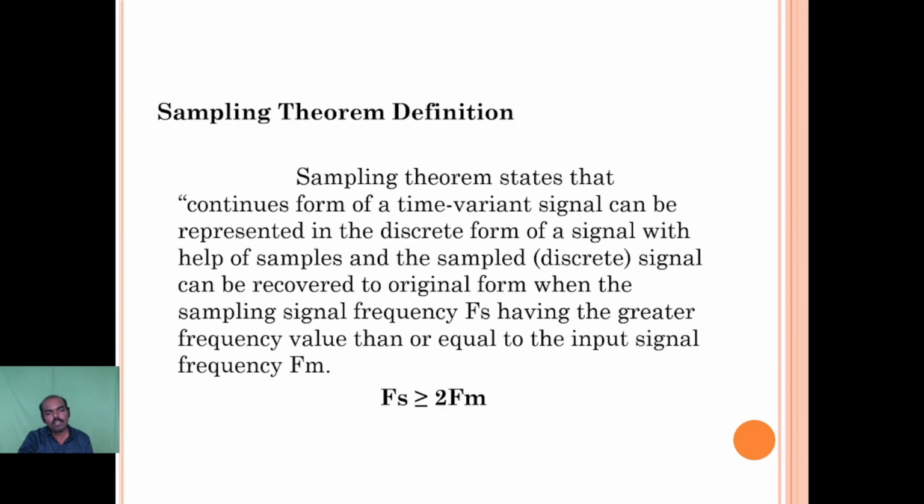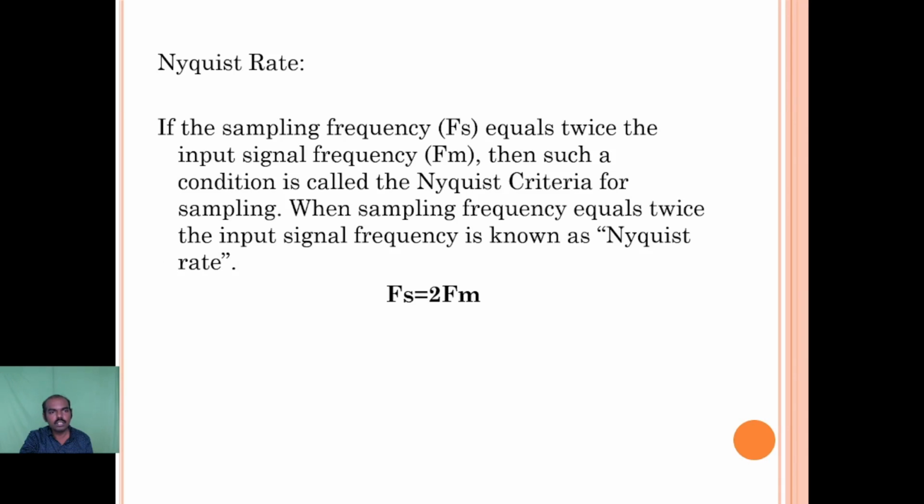Here, in sampling theorem, we have three conditions. First one, Fs is greater than or equal to 2Fm. Next one, Fs equal to 2Fm. Then third one, Fs less than 2Fm. So Fs greater than or equal to 2Fm is the sampling theorem standard condition. Then Fs equal to 2Fm is the Nyquist rate. Then Fs less than 2Fm is called aliasing.